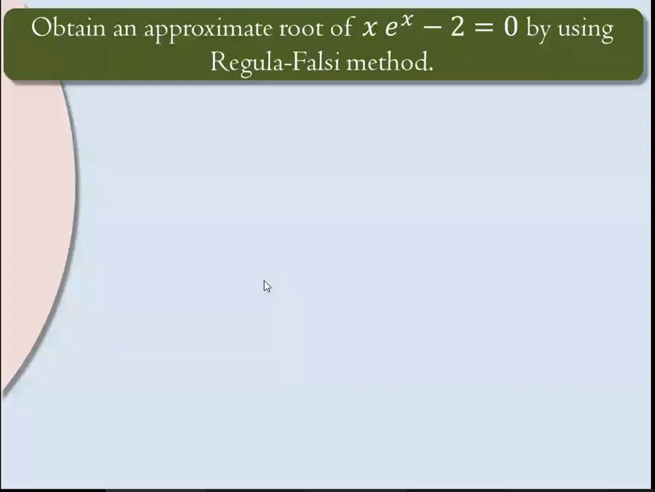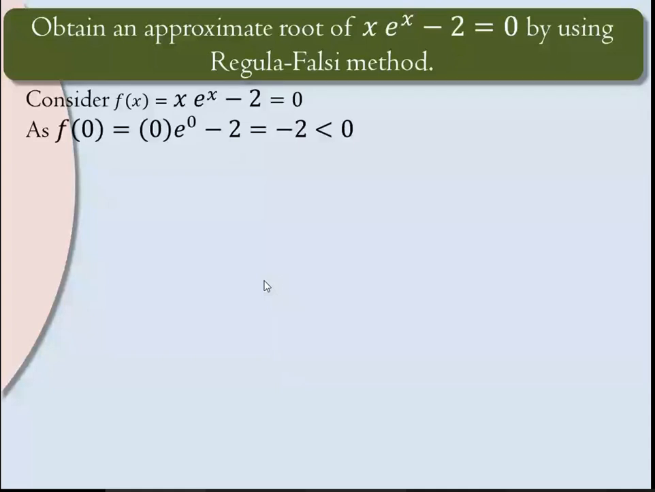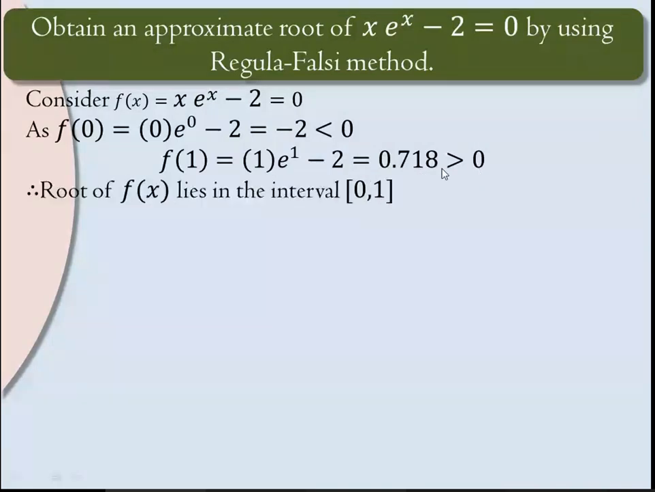Same thing whatever we had done for bisection. First few steps are the same as bisection method. So first check for which value it is positive, negative. You can try 0, +1, -1, like that. Any values you can try. Taking 0, the function is -2, which is negative. F of 1 is 0.718, which is positive. So in between these two points, the function will lie between 0 and 1 because they have opposite sign. So root lies between 0 and 1.